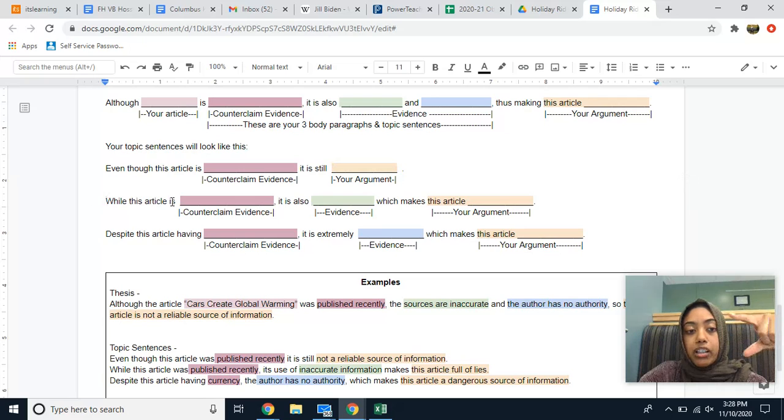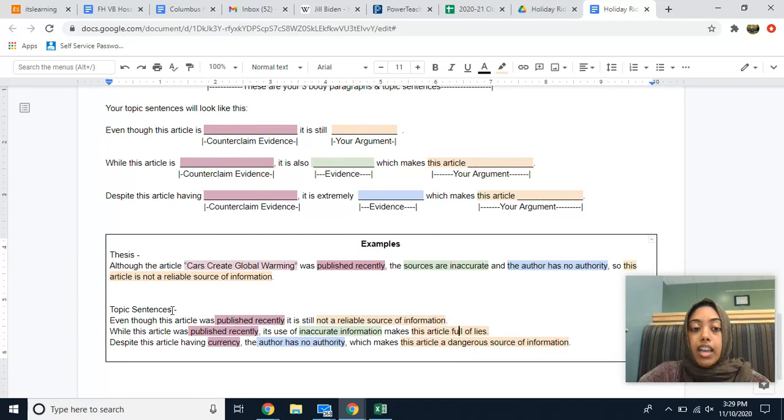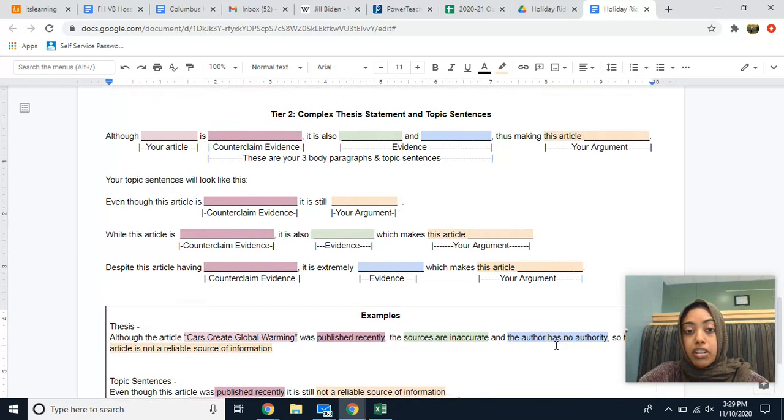And similarly, while this article is published recently, it is still not an accurate source of information, which makes this article full of lies. Again, despite this article having currency, the author has no authority, which makes this article a dangerous source of information. So again, you have your article where you keep mentioning this article, right? You keep mentioning that even though there is some good to it, it is still whatever your argument is. It is not a good source of information. Or if your article is a good source of information, you're arguing it is a good source of information.